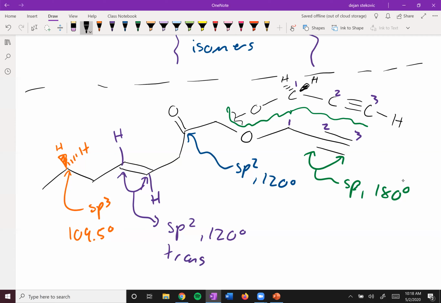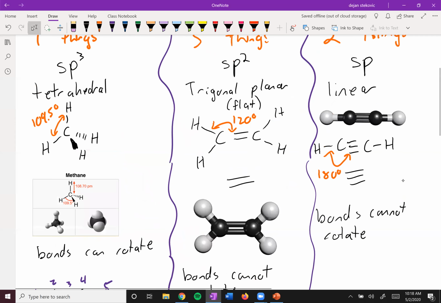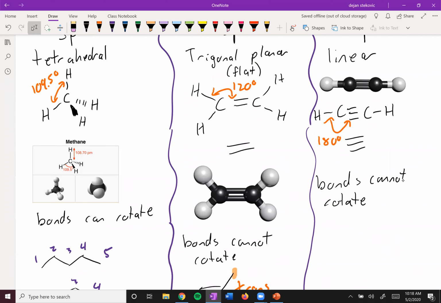So in order to kind of get good at organic chemistry, one of the main things you need to be able to do is you need to be able to look at a skeletal structure and picture what the 3D image in your head looks like. When you see a triple bond, think linear. When you see a double bond, think trigonal planar. And when you see all single bonds, think tetrahedral.